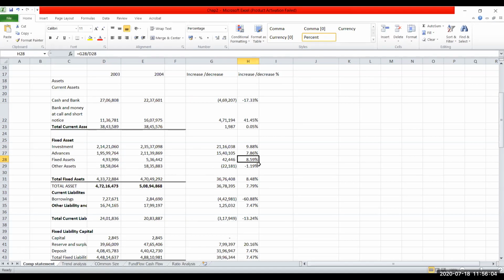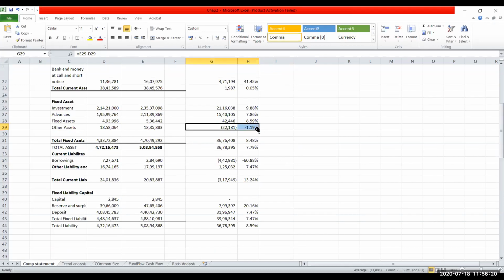And other assets have come down to 1.9. Maybe I don't know what other assets are. It could be other current assets like receivables, short-term receivables, something like that. So it has come down. That is fine. For me, it's not a big issue because it's only an insignificant amount. It's only 21,000. That is fine. It is only 1.1%. And total fixed asset is 8.48, so it is increased.